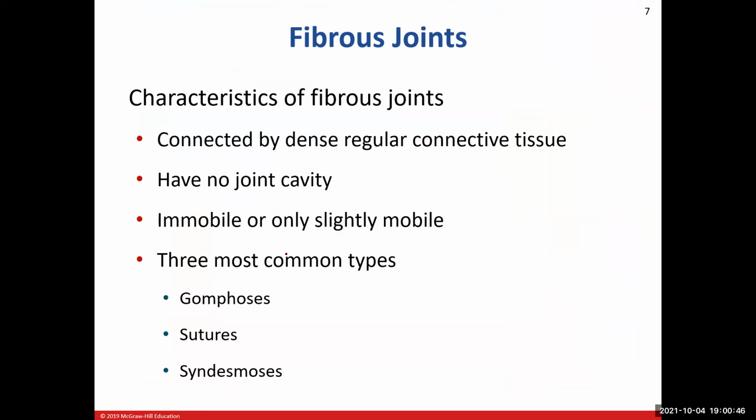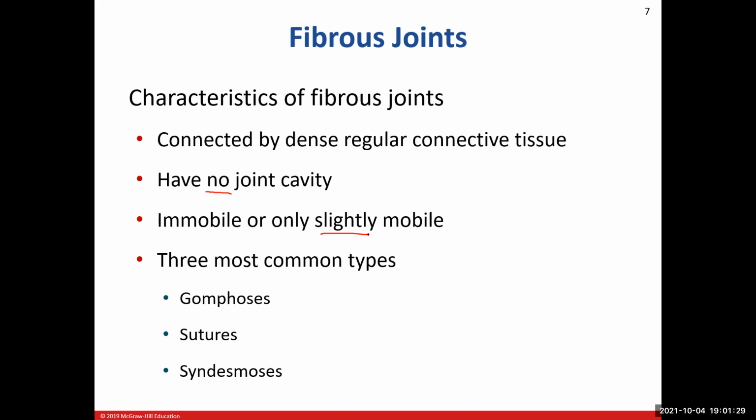So let's roll through a couple of these joints. Let's start off with the fibrous joints. We're going to talk about joints where bones are connected to one another by dense regular connective tissue, like tendons and ligaments, stuff that's that strong, holding these bones together. These joints do not have a cavity, so they're either not going to move at all, or they're going to be slightly mobile. There are three types: gomphoses, sutures, which we've seen already, and syndesmoses.